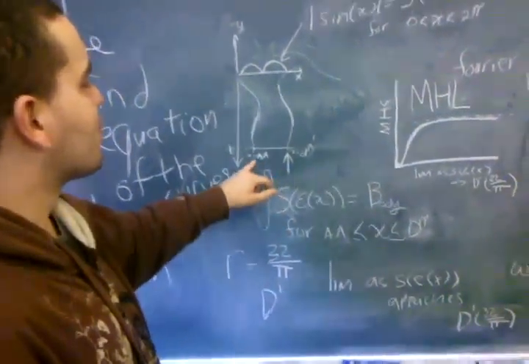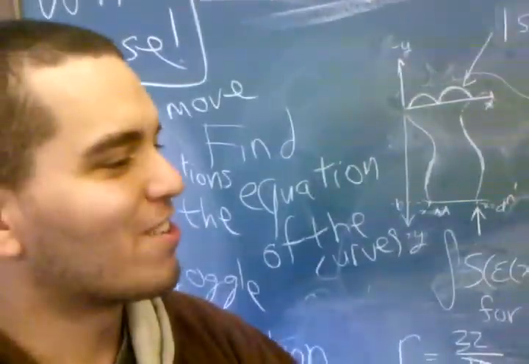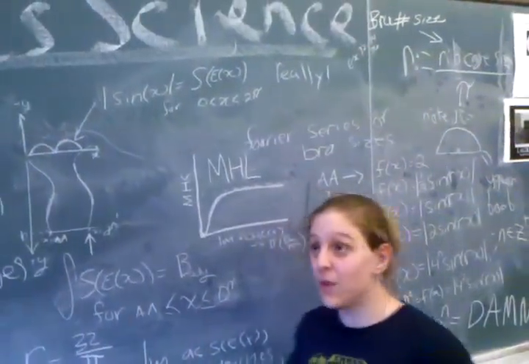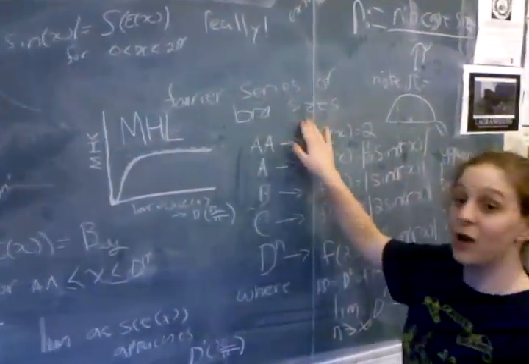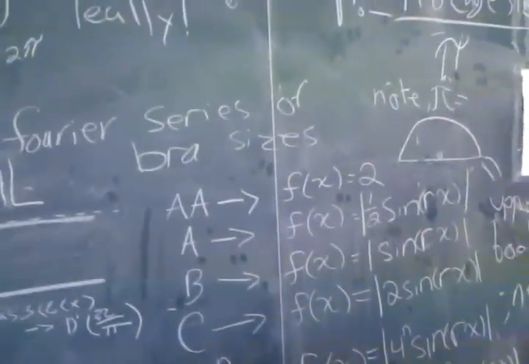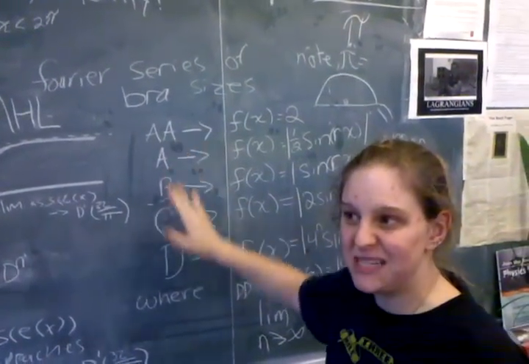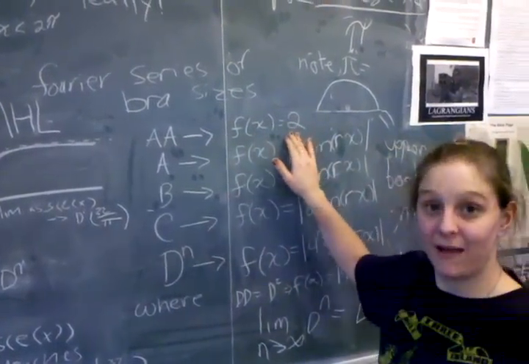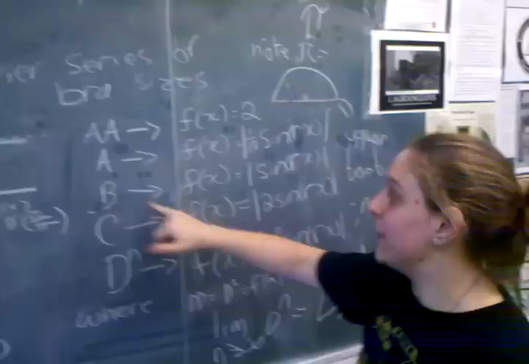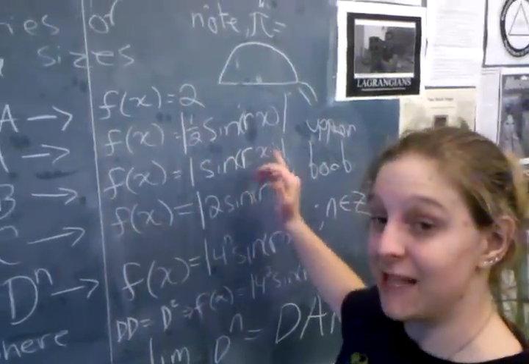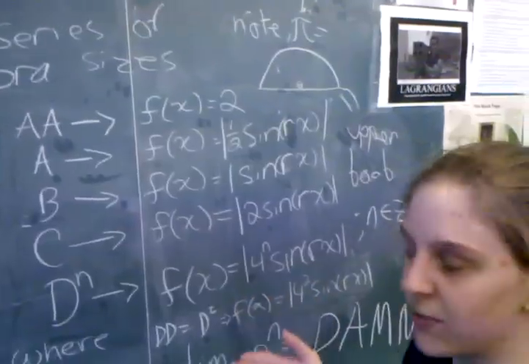But if we notice, we've got this AA, we've got our D to the N, and for this, we need further explanation. So, since we've determined that every female is different, we decided to come up with the Fourier series of bra sizes, since boobs come in all different sizes. We start with the double A, which is the smallest there is. It's pretty much flat, so we decided to go with a flat, straight line. Then we go to A, which is f of x of the absolute value of 1/2 sine of x, since they're small, but there is something there.